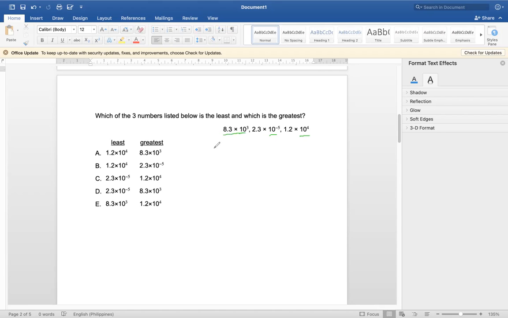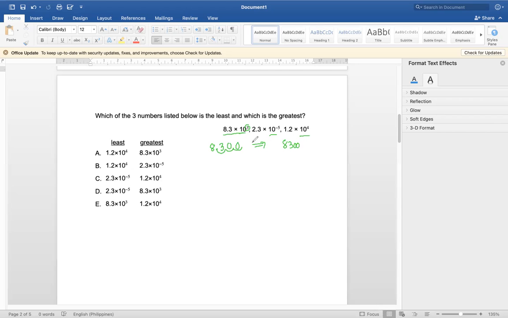We start with 8.3. If 8.3 is being multiplied by 10 to the power of 3, you can see the exponent is 3, which is positive. So this decimal point will be moved 3 units to the right. So instead of 8.3, this will now be equal to 8,300.